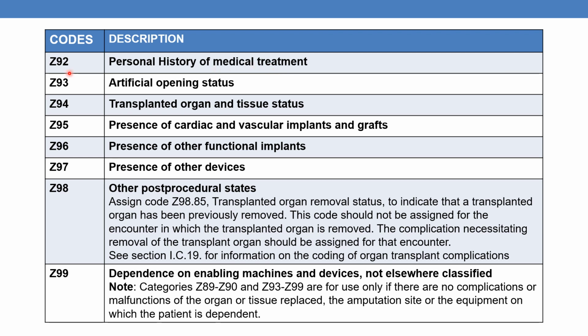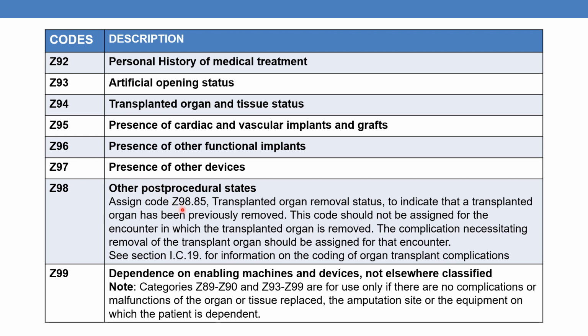medical treatment, and Z93, which deals with artificial opening status, Z94, which deals with transplanted organ and tissue status, Z95, which deals with presence of cardiac and vascular implants and grafts, Z96, which deals with presence of other functional implants, Z97, which deals with presence of other devices, Z98, which deals with other post-procedural states.